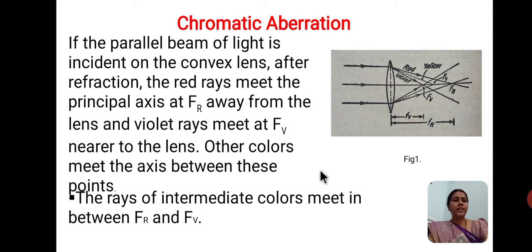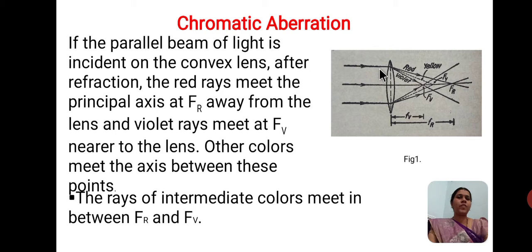Now these different colors in white light have different velocities in a refracting medium. So every refracting medium has a different refractive index for each color or wavelength. The refractive index for violet is the maximum, whereas the refractive index for red is the minimum. Now the focal length depends upon the refractive index, and this will be different for different colors. So now let us consider that white light is incident.